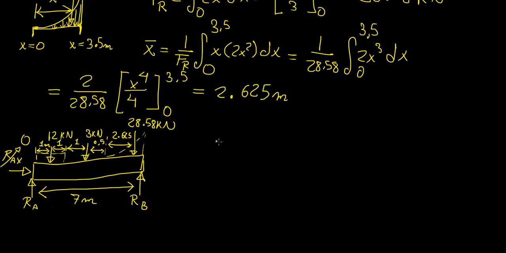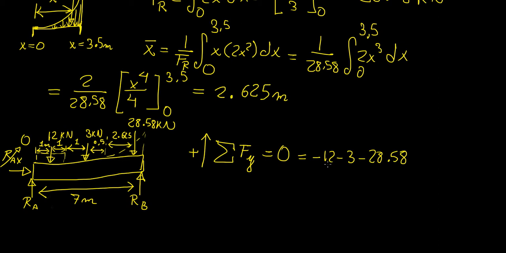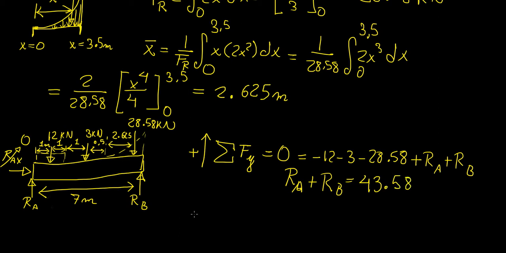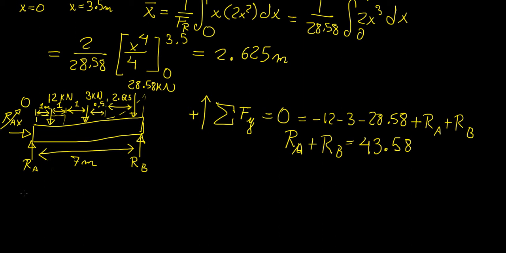Okay, so next thing is the sum of the forces in the y direction. That's equal to 0. In this case, we have minus 12, minus 3, minus 28.58, and then we have RA and RB. So that means that RA plus RB should be equal to 43.58. And then we're going to do the sum of the moments about point A. Let's assume this direction is positive.